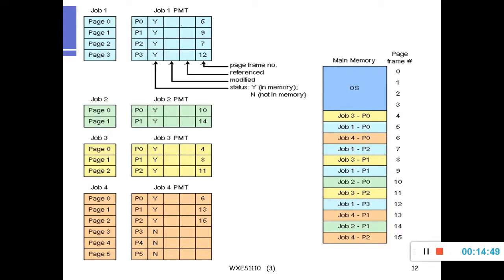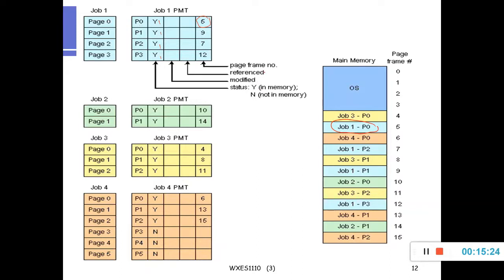So let's look at this. You have job 1, which is divided into 4 pages, page 0, 1, 2, 3. The status is 1 for yes, in memory, and 0 means it is not in memory. Then you have modified, whether it is modified or not, referenced or not, and the page frame number. Page 0 of job 1 is in page frame 5.